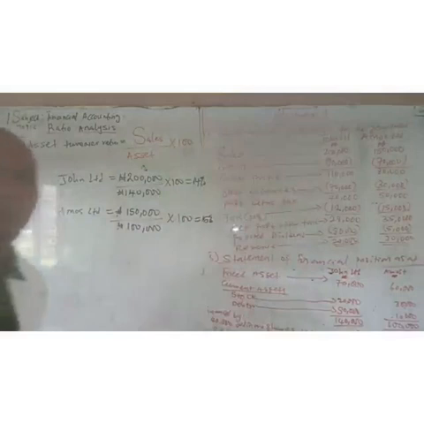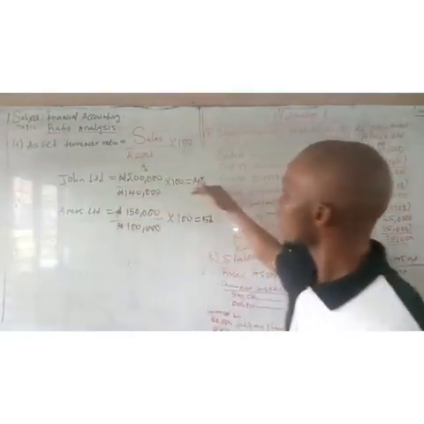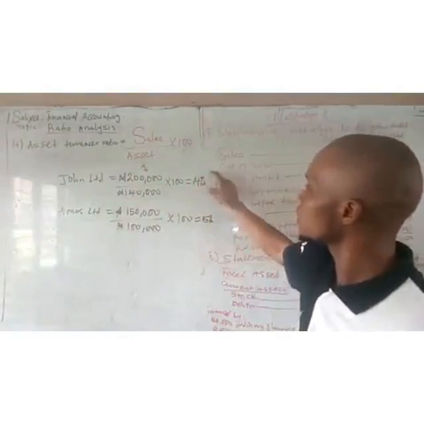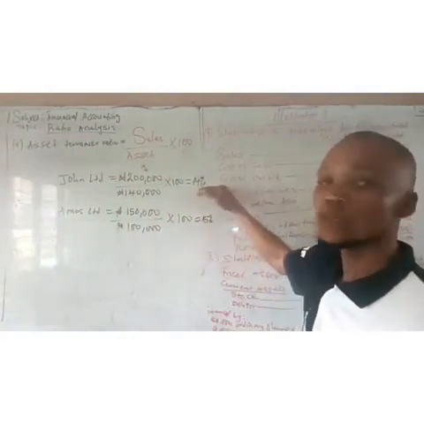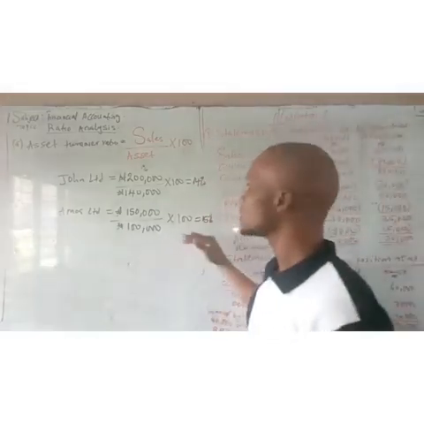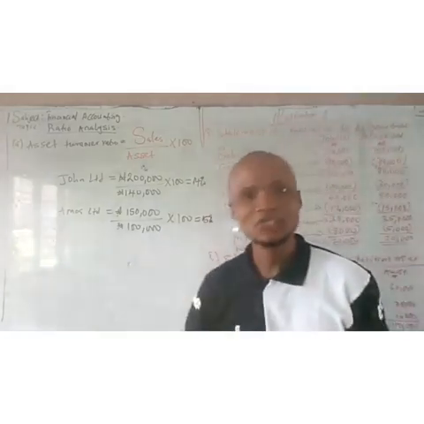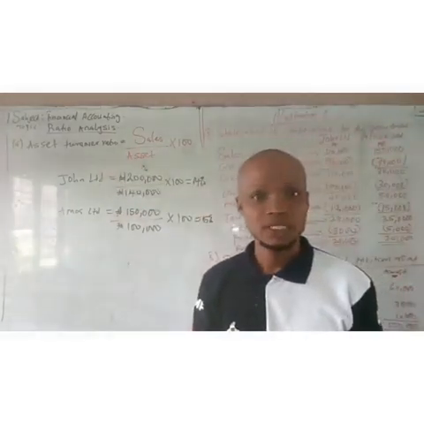Now, looking at the two companies, John and Amos Limited, we have the asset turnover for John is 14, while that of Amos is 15. Then we can conclude that Amos Limited performs better than John Limited in the area of asset turnover ratio. Is that taken out, class?